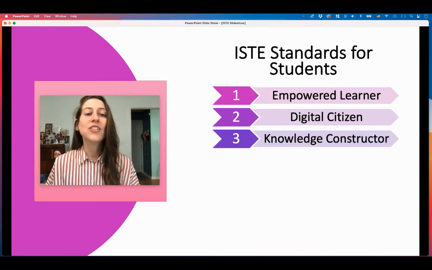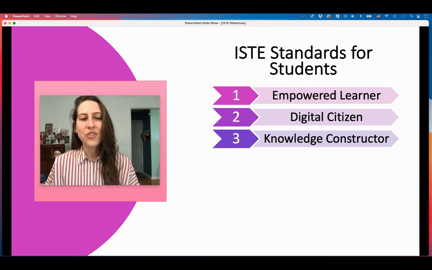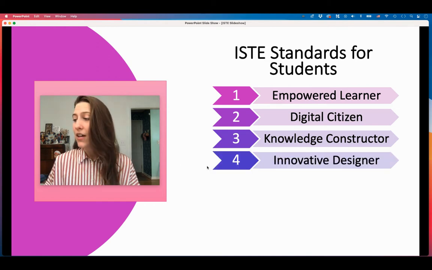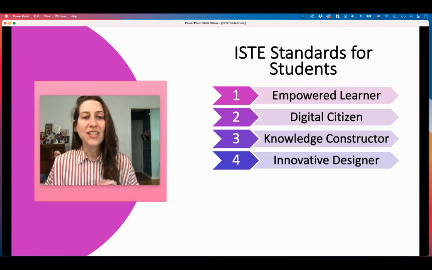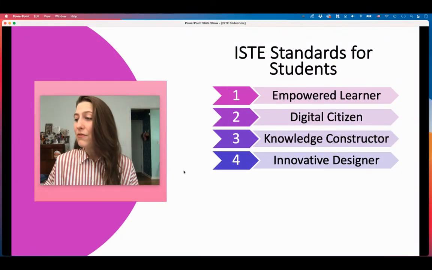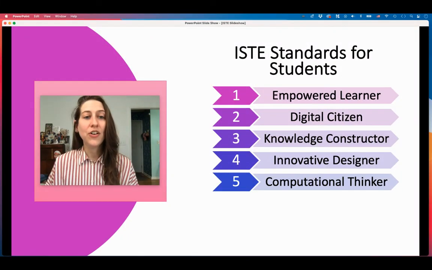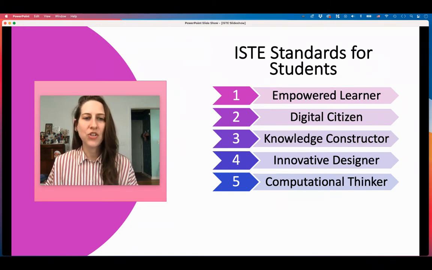Next is knowledge constructor. This category sees students research, analyze, and utilize digital resources to build knowledge. The fourth category is innovative designer. This category sees students use digital tools in design processes to create new, imaginative solutions. The fifth category is computational thinker. This category sees students use technology to analyze information and develop and test solutions.